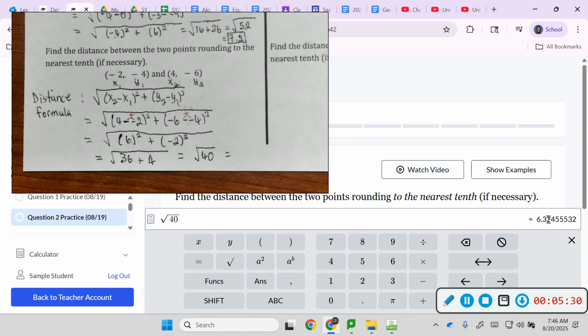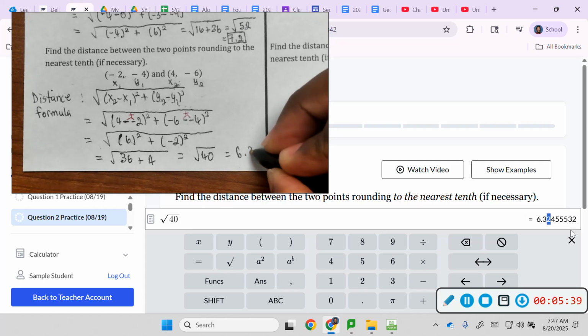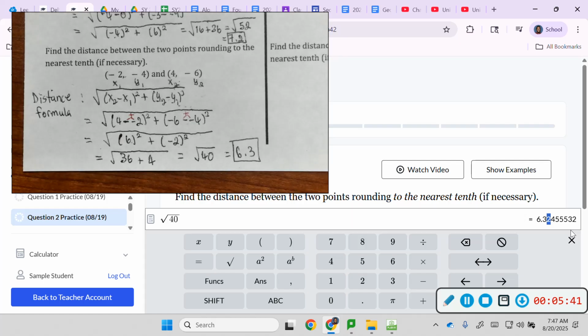So you look at the second number after the decimal point. And if that number is 5 or larger, you round up. Because it's not 5 or larger, it would just be 6.3. So again, just like that. So let's try the next question.